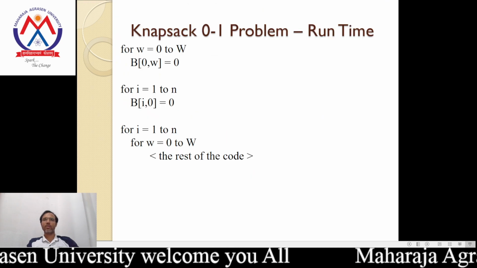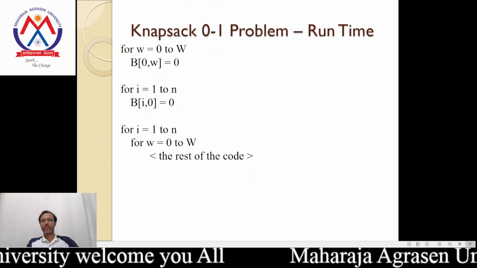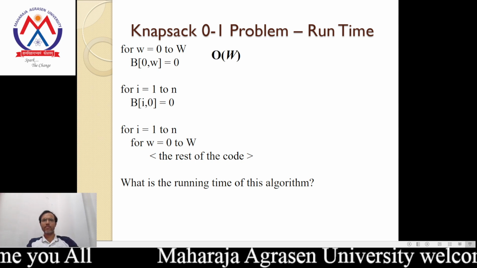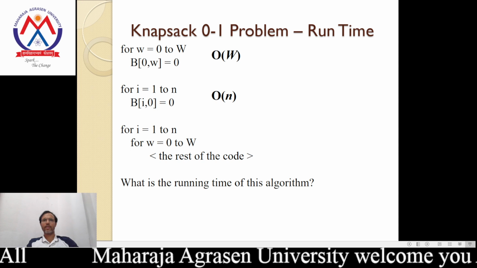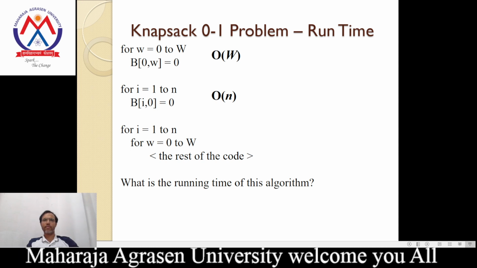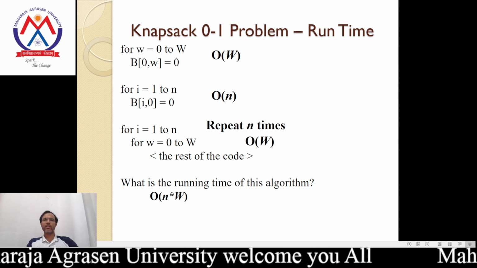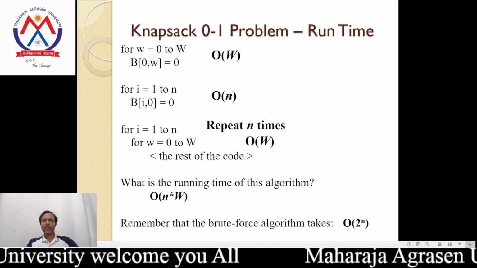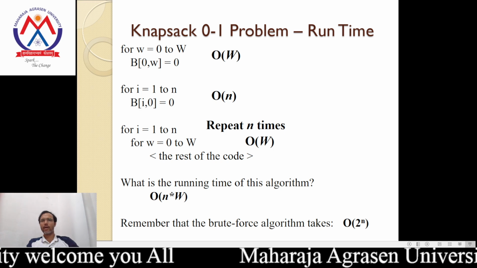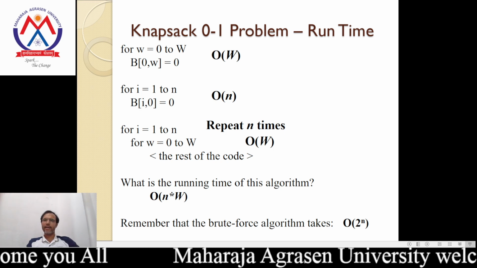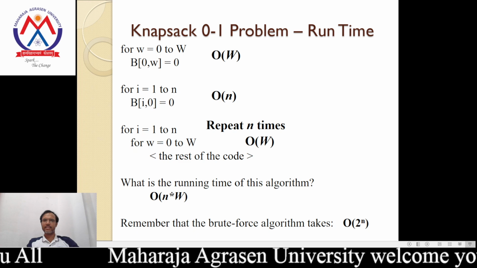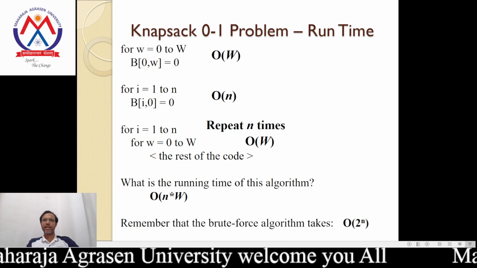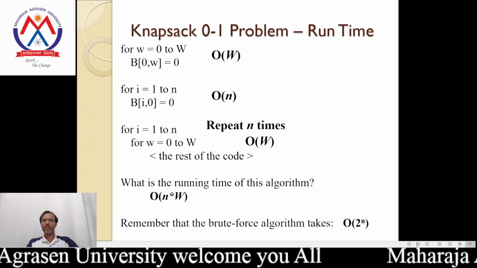Okay, this is the solution. Now we are going to calculate the running time of the problem. We have various cases, and we repeat for n items. That's why O(nW) is the running time of the algorithm. In the brute force algorithm we apply 2 to the power n, but in the case of this algorithm it depends on the number of weights we have.